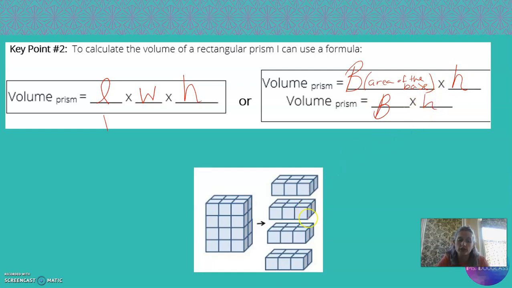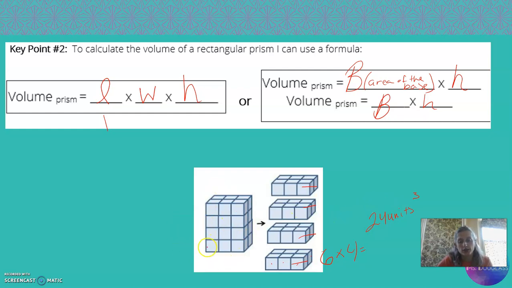And if you look at this picture down here, you can see that they're all separated into layers. So this is the bottom layer, the base layer. You would do 1, 2, 3 times 1, 2. 3 times 2, this bottom layer has 6 pieces in it. And then you'd multiply that area of the base, that area is 6 square units, times 1, 2, 3, 4 levels. So in this picture, you'd have a volume of 24 units cubed.